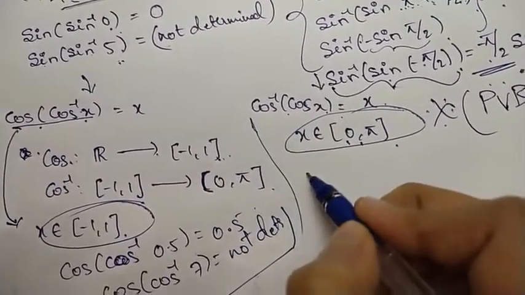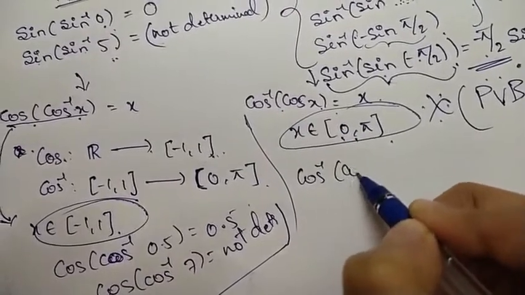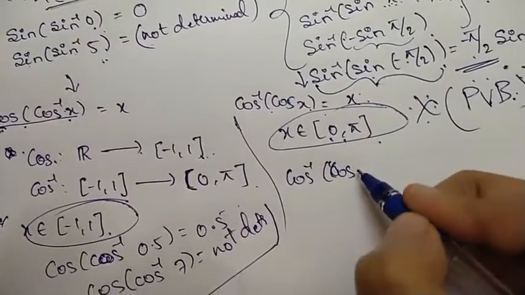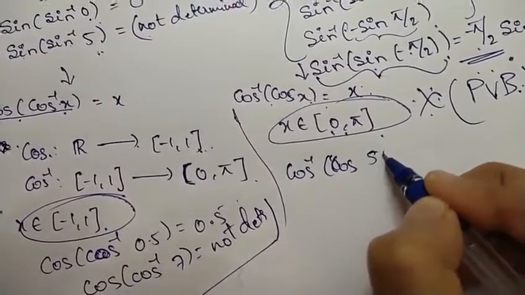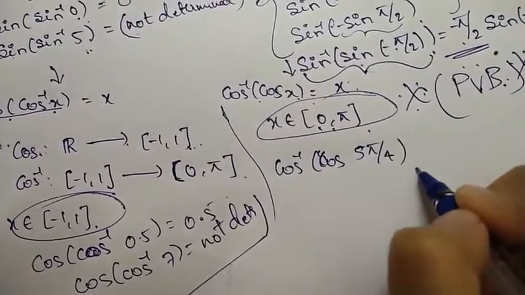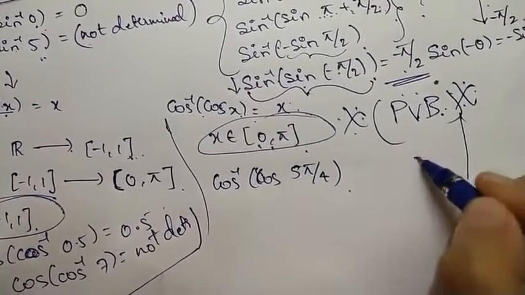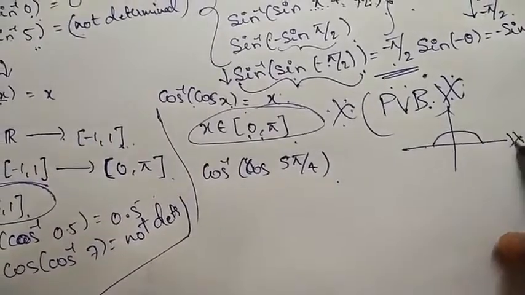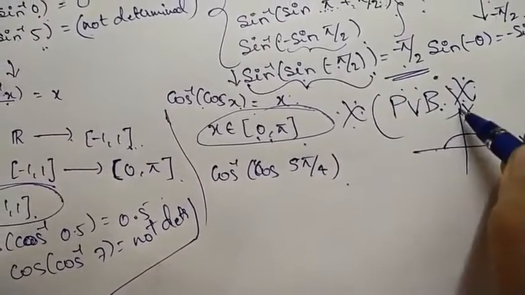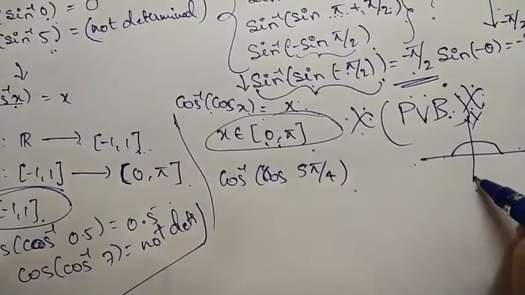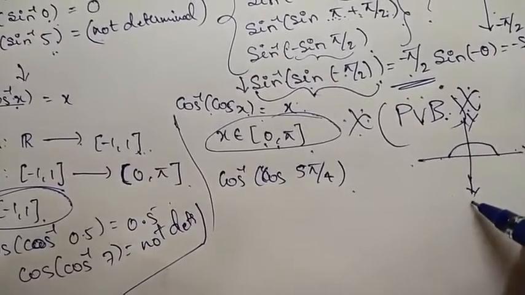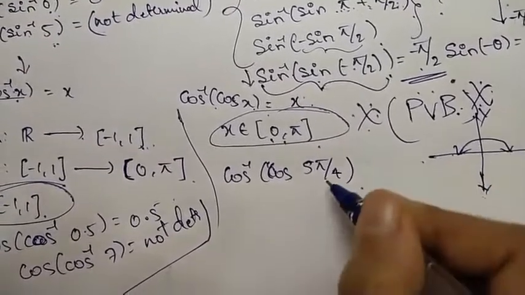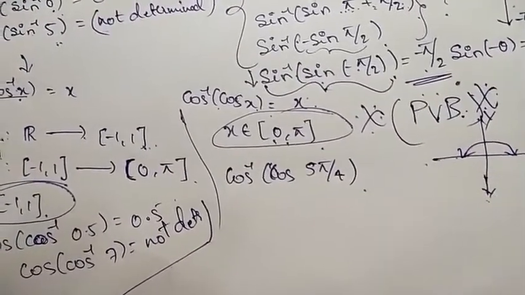Now what about these functions? Now, cos inverse of cos x. Suppose x is lying within the interval, then we write it as it is. Suppose I get cos inverse of cos 5 pi by 4. The interval 0 to pi means clearly from here to here, because this is the x-axis, this is the y-axis, this is 0, this is pi by 2, pi and 3 pi by 2, and anticlockwise means minus pi by 2. So from here to here. 5 pi by 4 lies somewhere here.